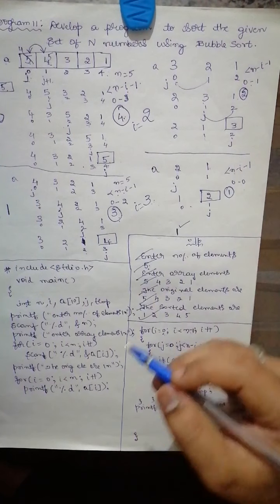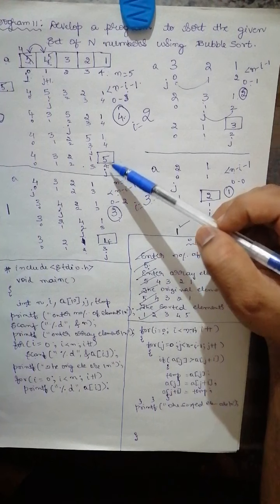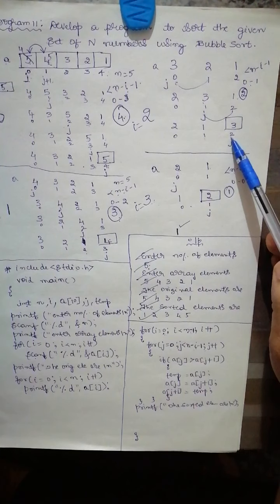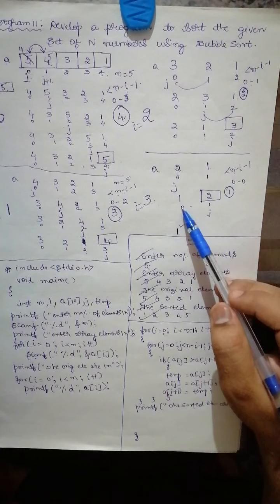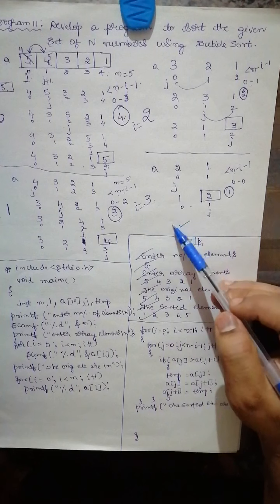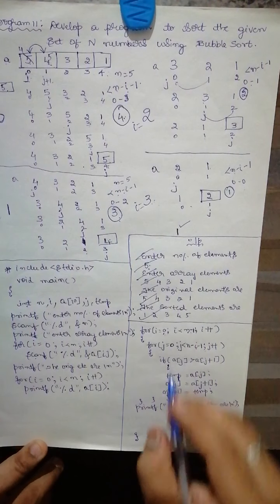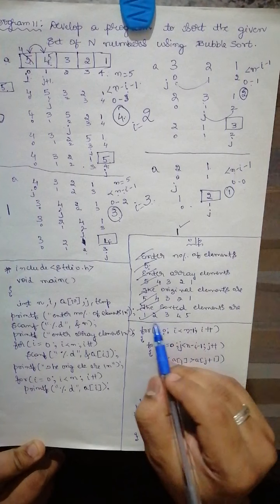So I need to display all the elements. You can notice here: at the fourth index the largest element would be present, at the third index the next largest, at the second index the next largest, at the first index the next largest, and at the zeroth index the smallest element would be present. The sorted elements should be present in the same array itself. I need to display more than one element, and more than one element means use a loop. This loop must also execute 5 times.